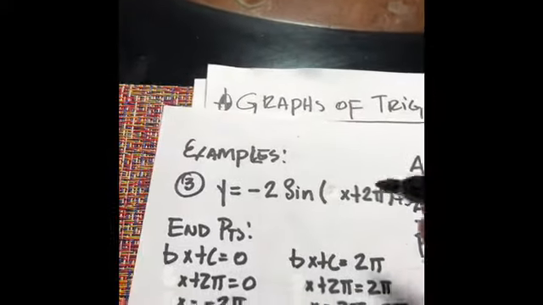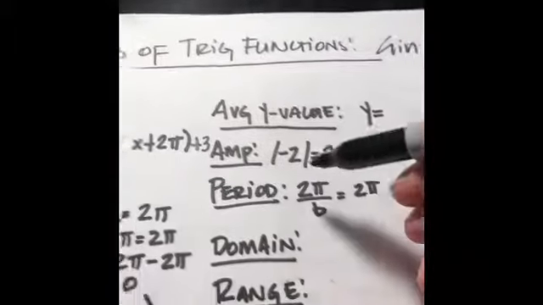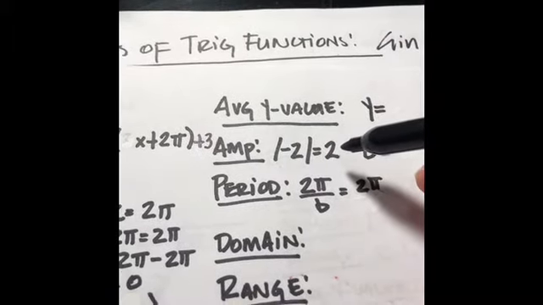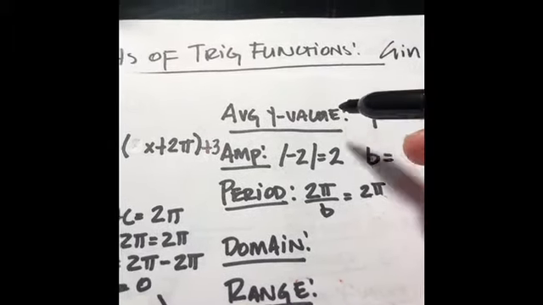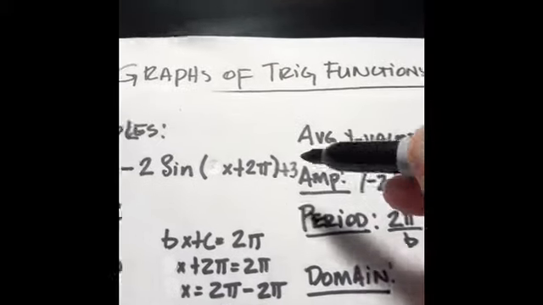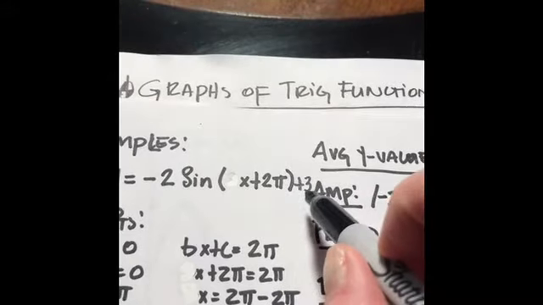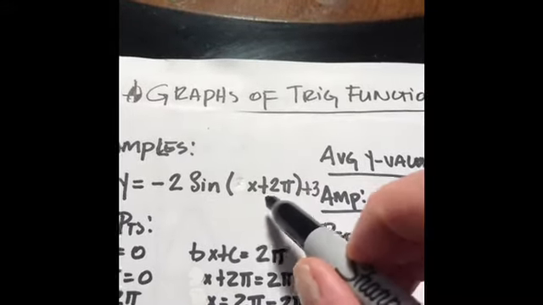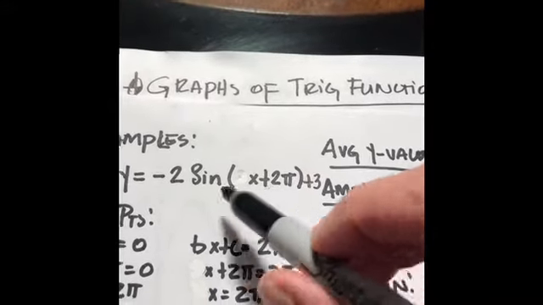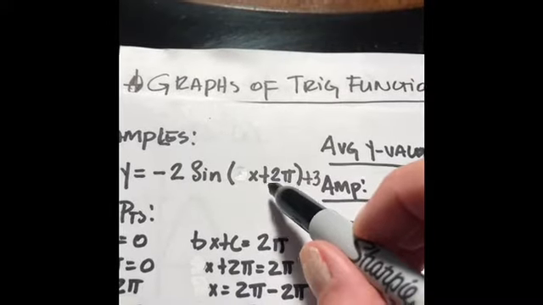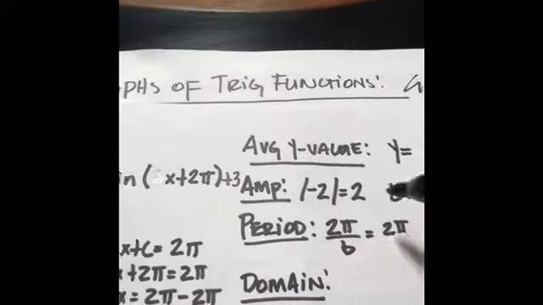So in this case, my amplitude is -2, absolute value 2. Remember that I count 2 units up and 2 units down from the average y value. The graph is going to be shifted 3 units up due to this number that is adding to the whole function, and the graph is going to be shifted to the left due to this positive sign of the 2 pi. So my amplitude is 2.